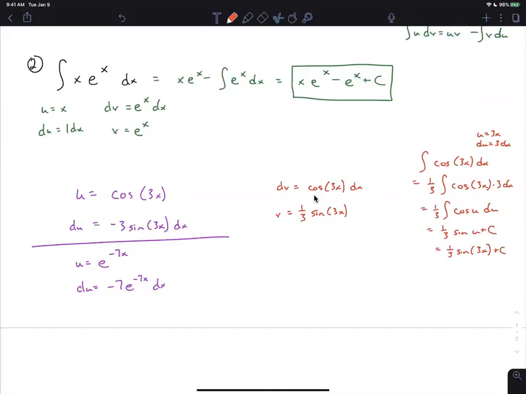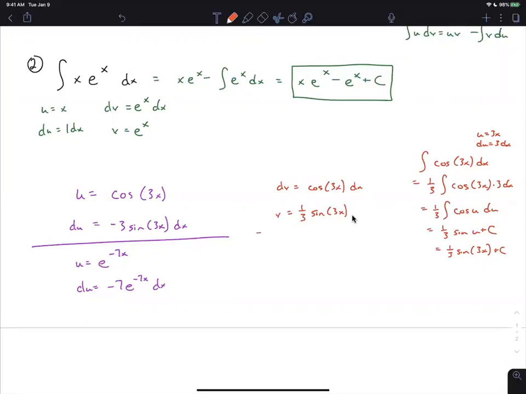So the way I would think of this is, okay, if this was just cosine x, the antiderivative would be positive sine. Because of the 3x, I need a 3 here and a 1/3 outside. So I'm going to get 1/3 sine of 3x. The 3 is part of the du.